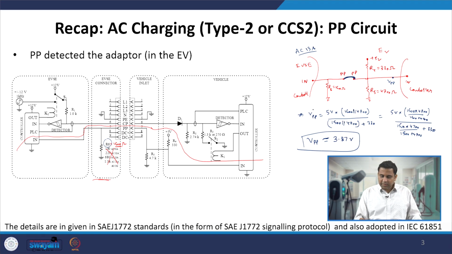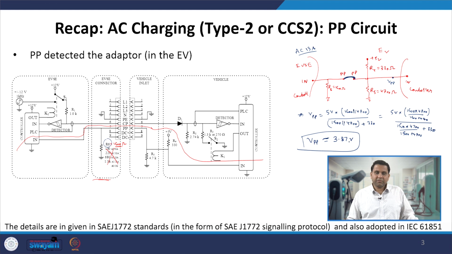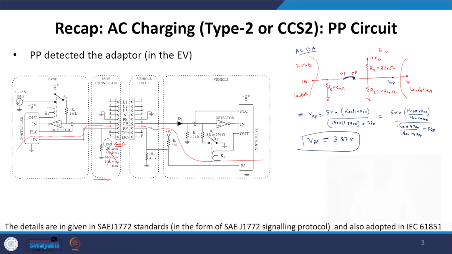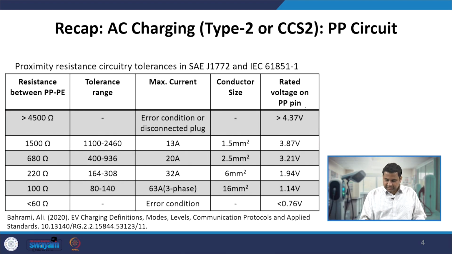Here we have taken one example with 1500 ohm, and using just the voltage divider circuit we could see that the voltage at the PP pin with respect to the protective earth is equal to 3.87 volt. Accordingly, tables can be made which indicate that if the resistance between PP and PE, which is nothing but the R6 resistance, is greater than 4500, then it indicates there is no plug connected, or an error condition, or that the plug got disconnected.